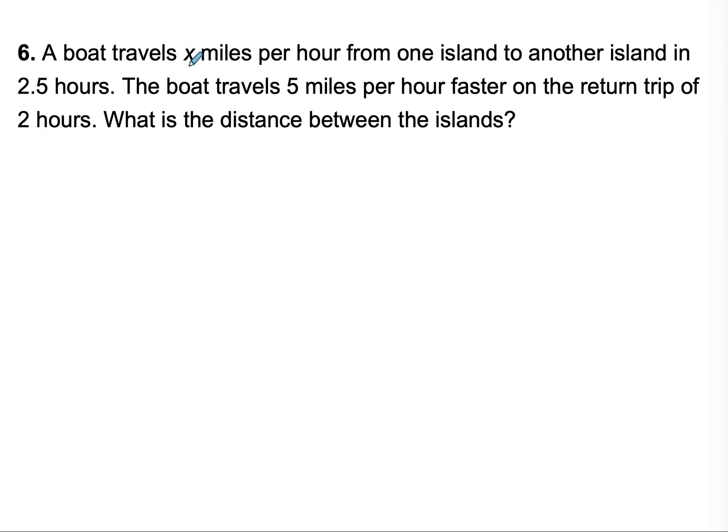Okay, so X miles for 2.5 hours. So 2.5x. The return trip was 2 hours, but now it's 5 miles per hour faster. So I'm going to do x plus 5. And then once we solve for x, we have to find the distance. Okay, go ahead and solve this problem.